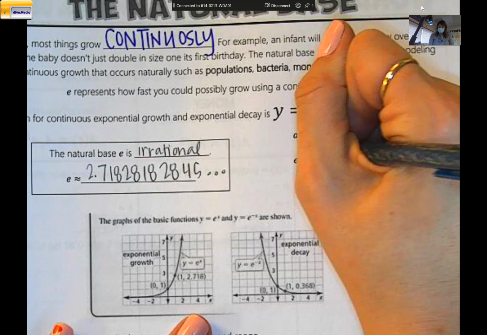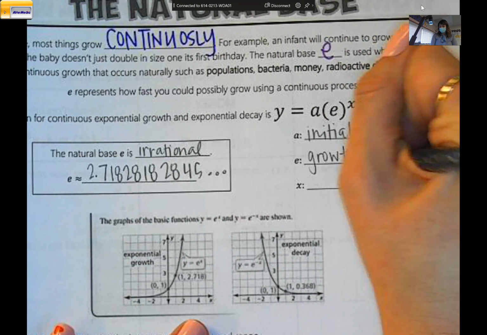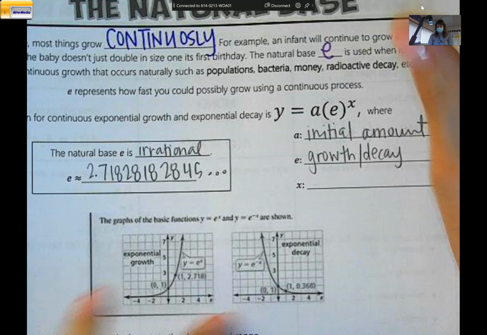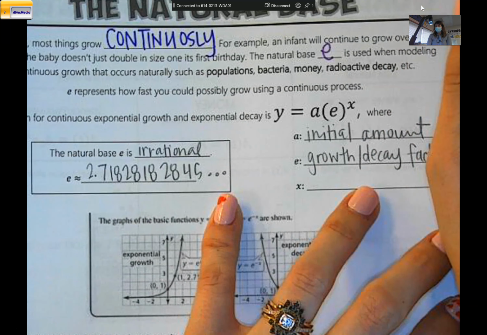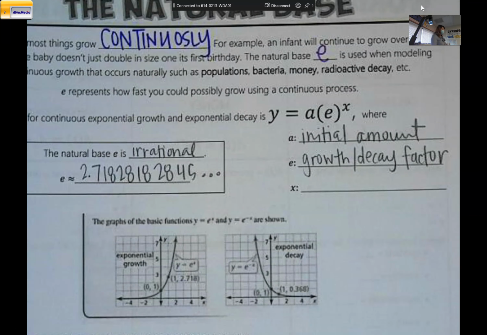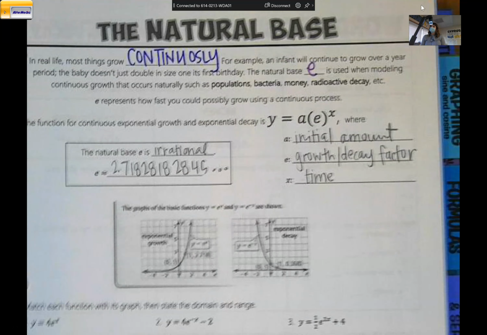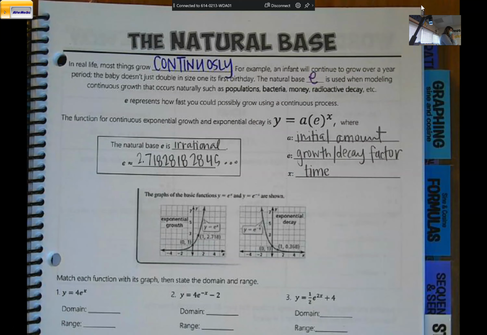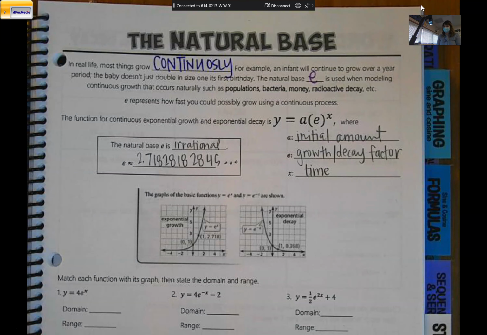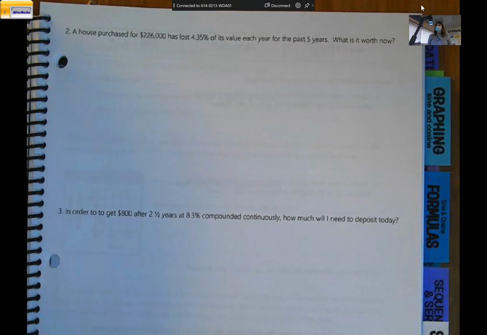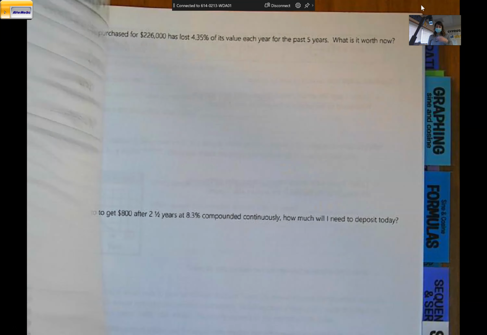E is still your growth or decay factor. We just know what it is now. It's the natural base. It's 2.7. So E is still how fast it's growing or decaying, but this time we know that that value will always be 2.7. And X is the same. It's still time. Just like before, these descriptions don't become super important until we get to this next page, where all of a sudden we're doing a bunch of word problems.